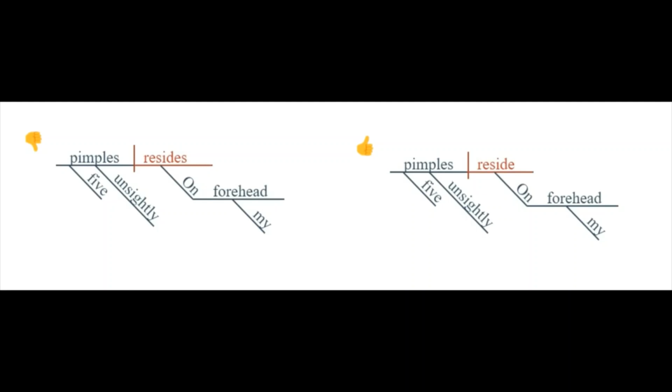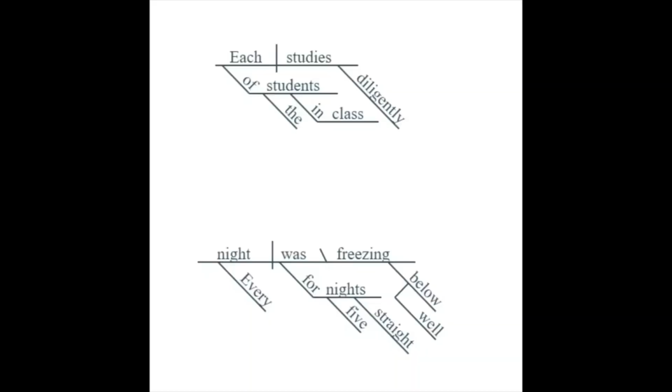And here are 2 more examples where diagramming helps us see more easily whether our subjects and verbs are properly paired together. Just as a reminder, you'll want to remember that a subject can never be part of a prepositional phrase. So, of students is a prepositional phrase, and therefore students cannot be the subject of this sentence.